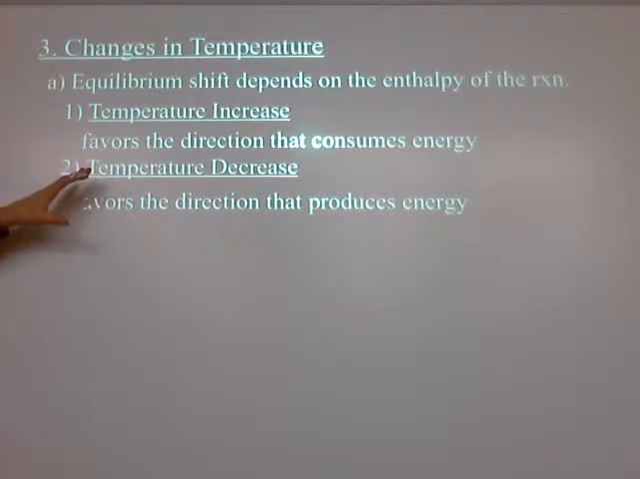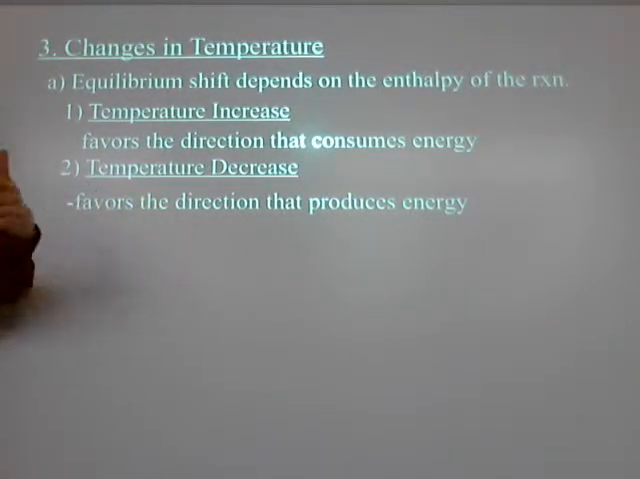This is not about memorization. You don't want to memorize 8 different things. You want to understand Le Chatelier's principle and apply it to this concept. So let me show you the 3 possibilities.